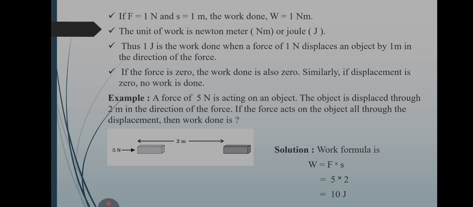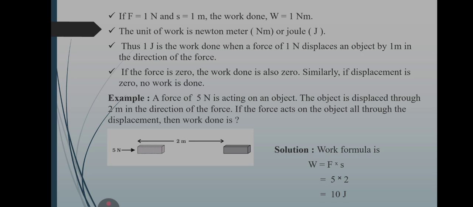The SI unit of force is Newton. If the force applied is 1 Newton, and after applying the force the object is displaced 1 meter, that is, the displacement S is equal to 1 meter, then the work done is equal to 1 Newton meter. The unit of work is Newton meter, or you can simply call it a joule.